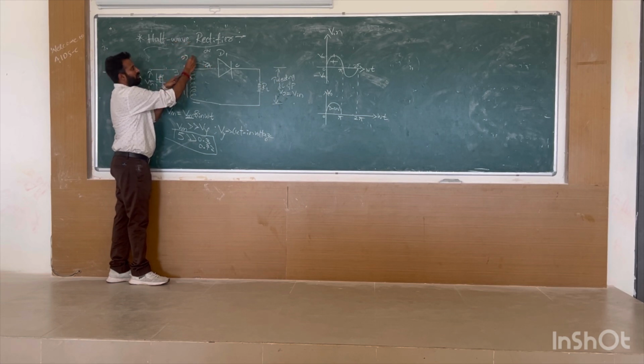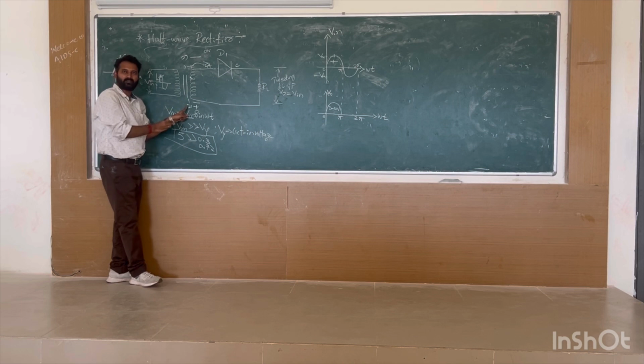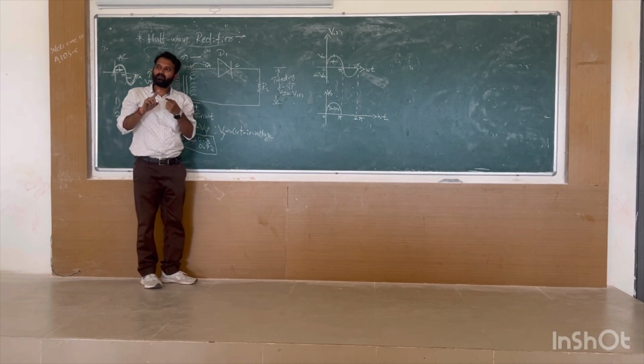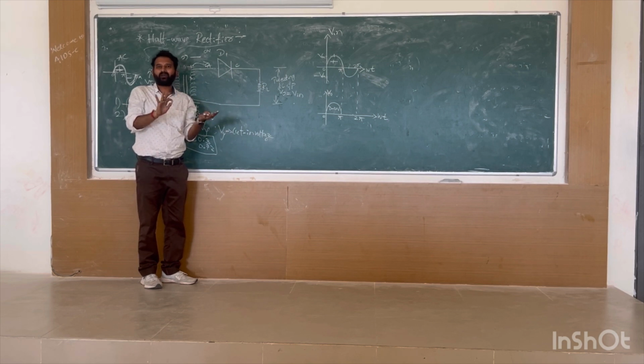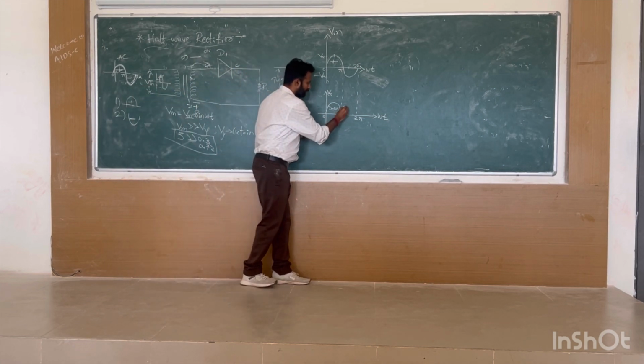Second, the anode of the diode will get negative and the cathode of the diode will get positive. Now the diode will be under reverse bias. It will act as an open switch. It will be in the off condition. It does not conduct. Current will not flow. Focus here: the diode will be in the off condition.